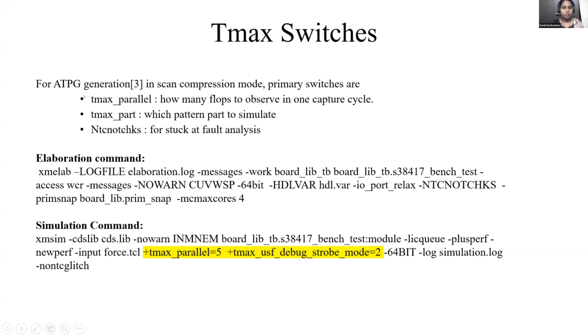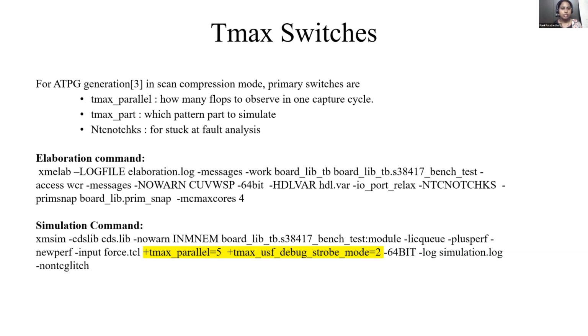The switches that we will primarily use for simulating start with +tmax_parallel. That is just for debug purposes. We can use +tmax_serial also. In tmax_parallel, suppose we have a chain of 100 flops, and under tmax_parallel we give 10. After every 10 flop shifts, it will give us one output. Since we are working on software, we can observe anywhere we want, as it's not on a real board. So tmax_parallel is just for the software testing part. And on a real part, we will use the tmax_serial switch only.